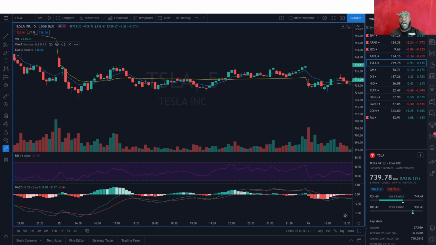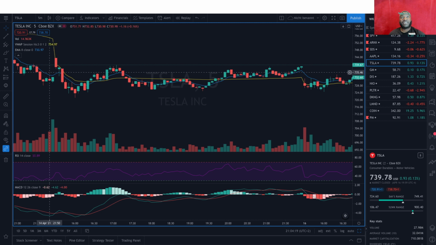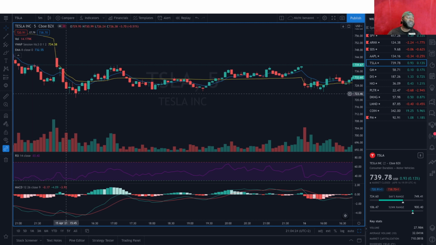We need a VWAP, we need the EMA, we need the RSI, and the MACD. The VWAP is covered in the indicators episode, kindly go back if you don't know what it is. It's a good indicator, it shows us also some resistance line, and we can use the VWAP line as a resistance line. So it's a good indicator for this strategy.